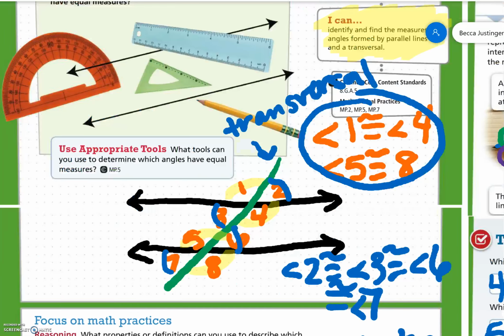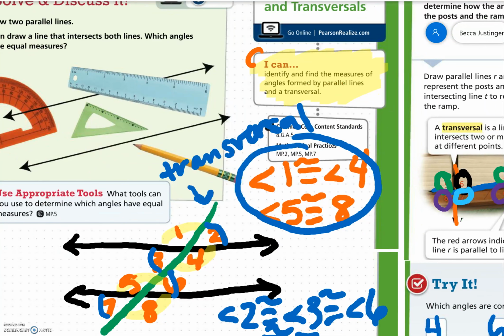Okay, 8th grade, let's say it. I can identify and find the measures of angles formed by parallel lines and a transversal.